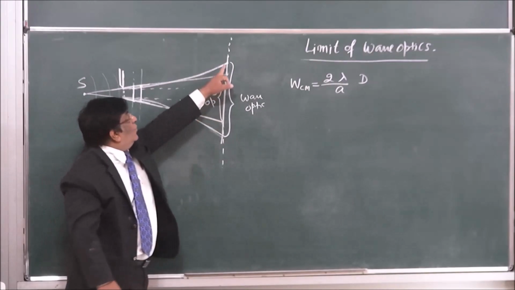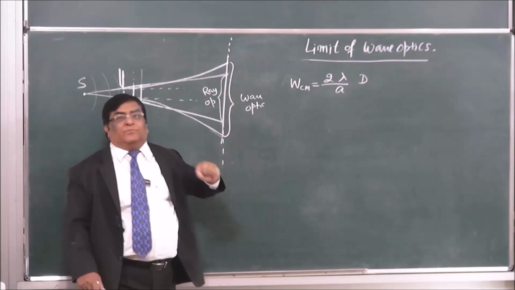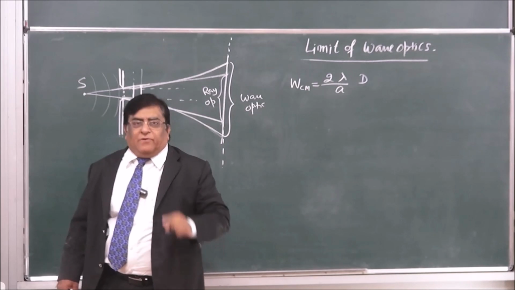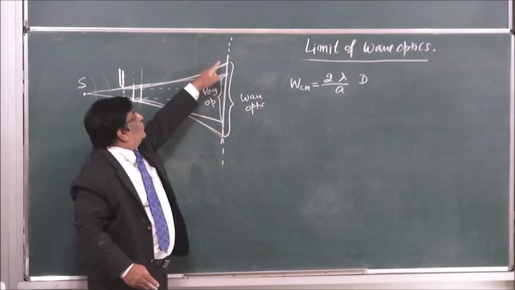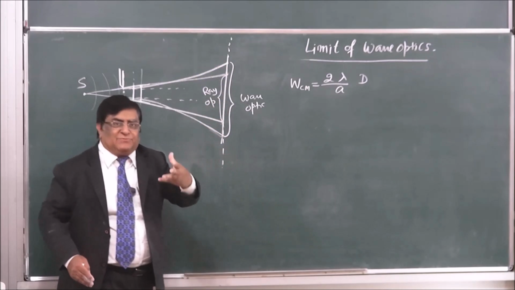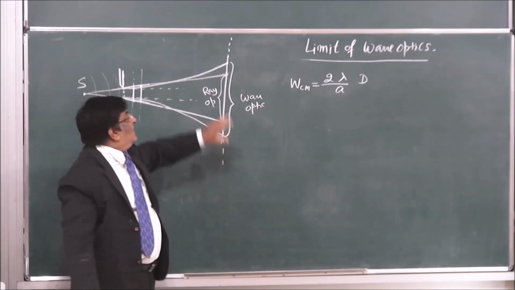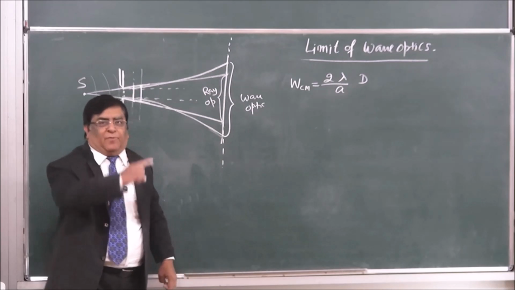So here I get an opening, this one. I see this much light, and I explain this light with wave optics. That is why we get so much width of the central maxima. I can explain that with wave optics.